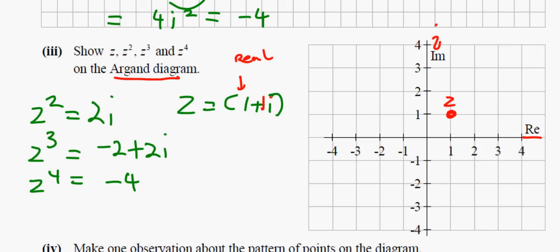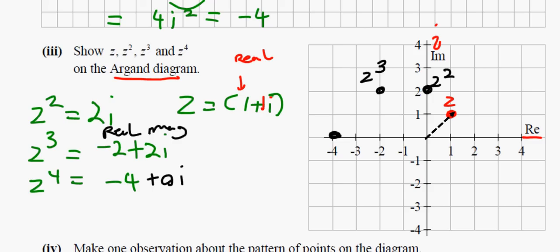The next one is Z squared, which is 2i. That has no real number, but has two imaginary numbers, as in 2y. So it's going to be 0, 2y, and that's going to be Z squared. The third one has a real and an imaginary number, so it's going to be minus 2 on the x-axis, plus 2 on the y-axis, which gets you Z3. Now Z4 is basically only minus 4, no imaginary numbers, only real numbers, so it's going to be minus 4.